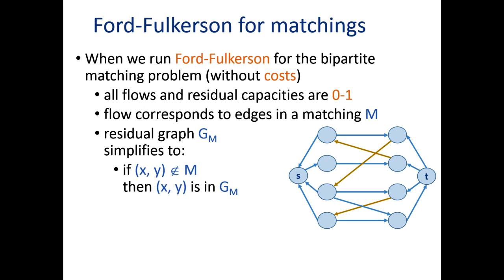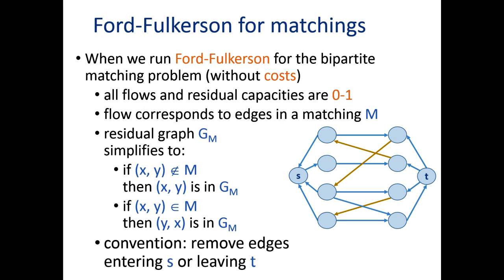So I'm looking at the projection of the residual graph on X times Y, so on this part. If xy is not in the matching, then xy is in the residual graph. If xy is in the matching, then yx is in the graph, so the backward edges. And let's remove edges entering S or leaving T, because those are never useful. This is a usual convention with all network flow problems. There is no point in keeping edges entering S. They are not useful for anything. There is no point in keeping edges leaving T. And now the picture simplifies quite a bit.